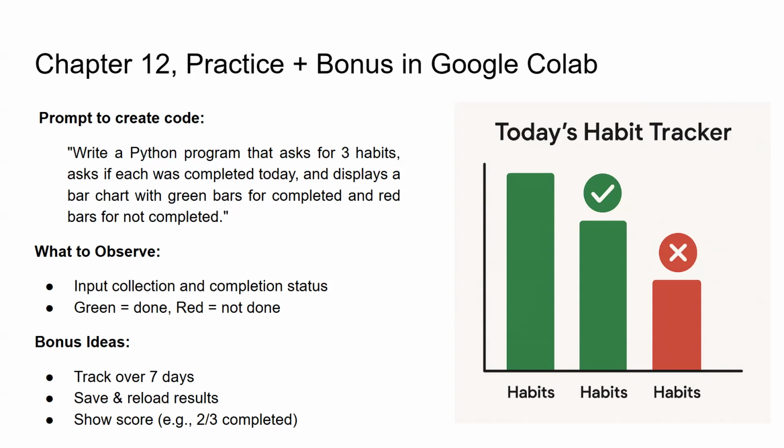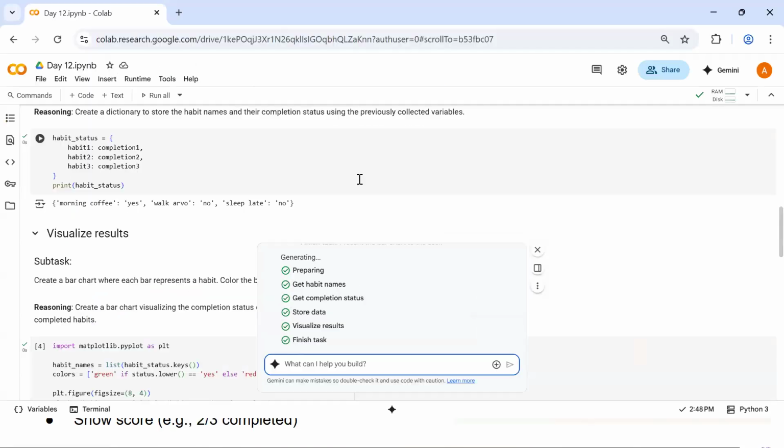Ask if each was completed or not today, and display a bar chart, as we said, with green bars for completed and red for not completed, for instance. You can actually change the colors or however you want this to be plotted. So input collection and completion status, like green done, red not done, as you can see here. And then you can add it for many days and save it, and you get the results in a CSV format or other things, or even half or two thirds of it completed and so on.